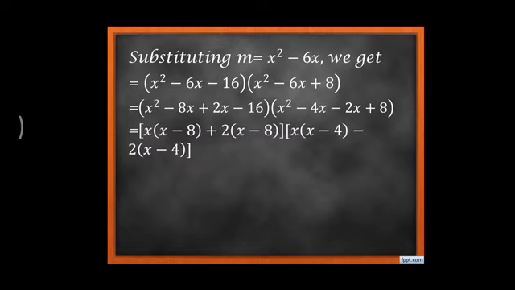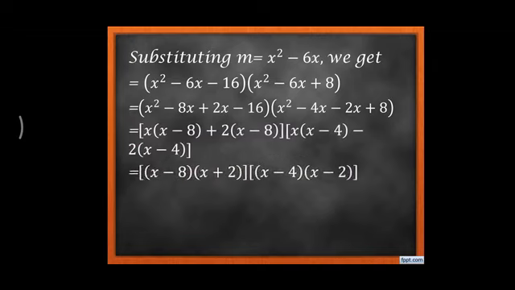So first bracket we write it in square brackets. In the first two terms we have x common, x minus 8, plus the next two terms we have 2 common and x minus 8 in the bracket. We will close the square bracket, open the square bracket for the second bracket. Here we have x common in the first two terms, in bracket we will have x minus 4. In the next two terms we have minus 2 common, and then in the bracket we have x minus 4.